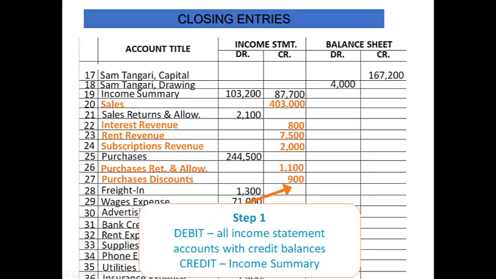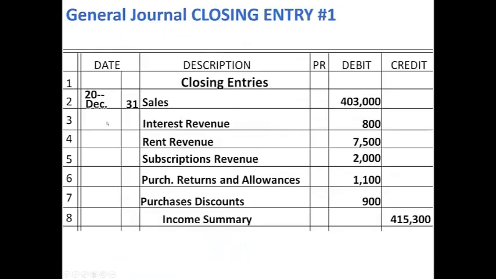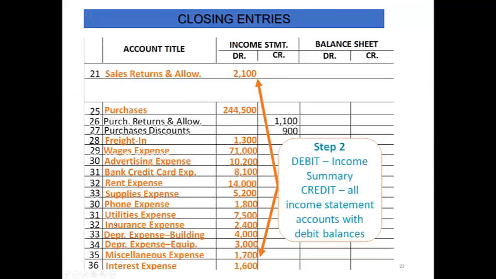So ignore income summary and start with your revenue account, and anything with a credit balance is going to get debited to be closed. So we're going to debit all those accounts that we just saw, and then credit income summary as our offset account. So all we needed to do was add the debits and then put that total in income summary. So that's the first entry.